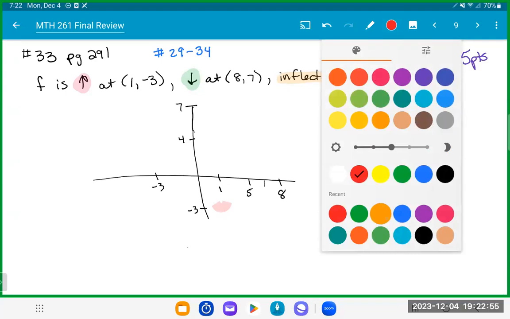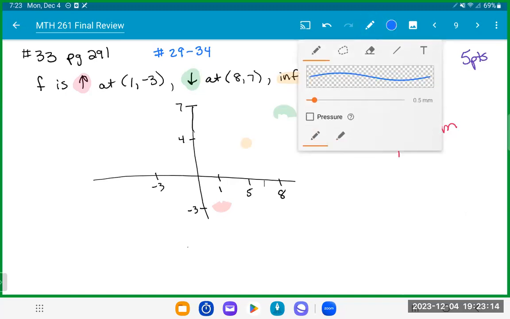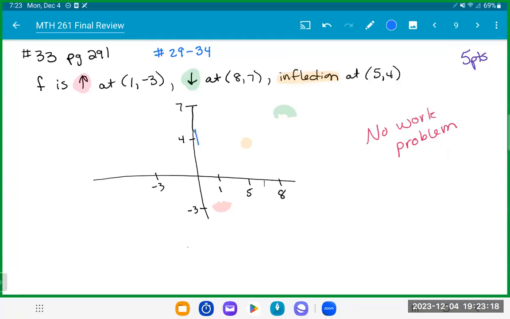When we go to the next one at 8, +7, up here, we know that the graph is decreasing. And we know we have an inflection point at 5, 4. So that's somewhere around here. And so we can use that as a guide to help us sketch in what this graph should look like.